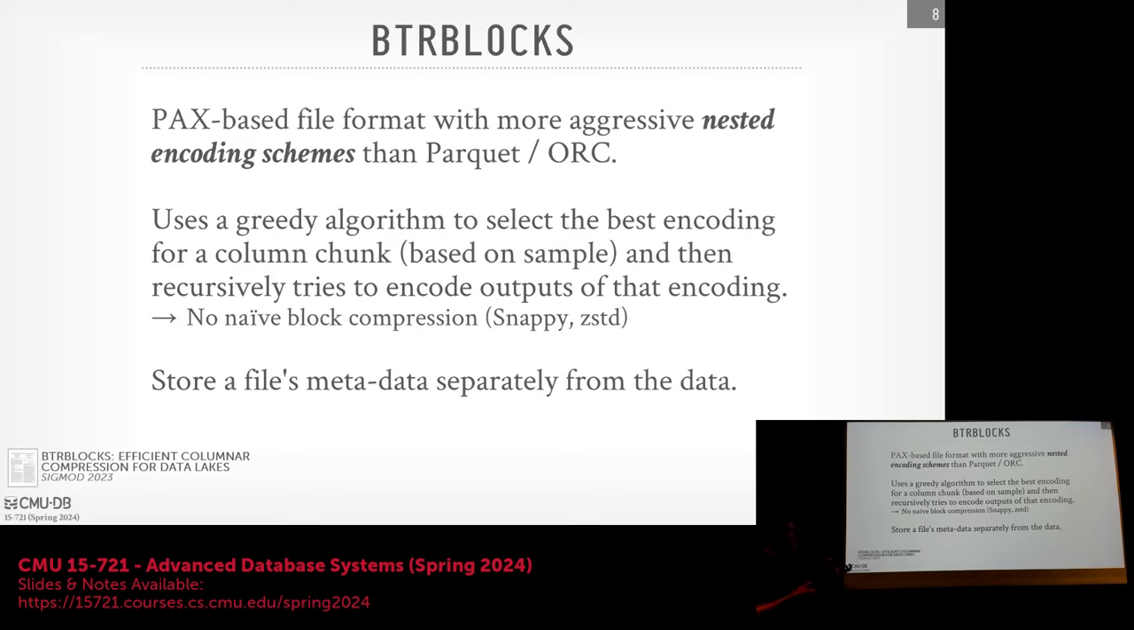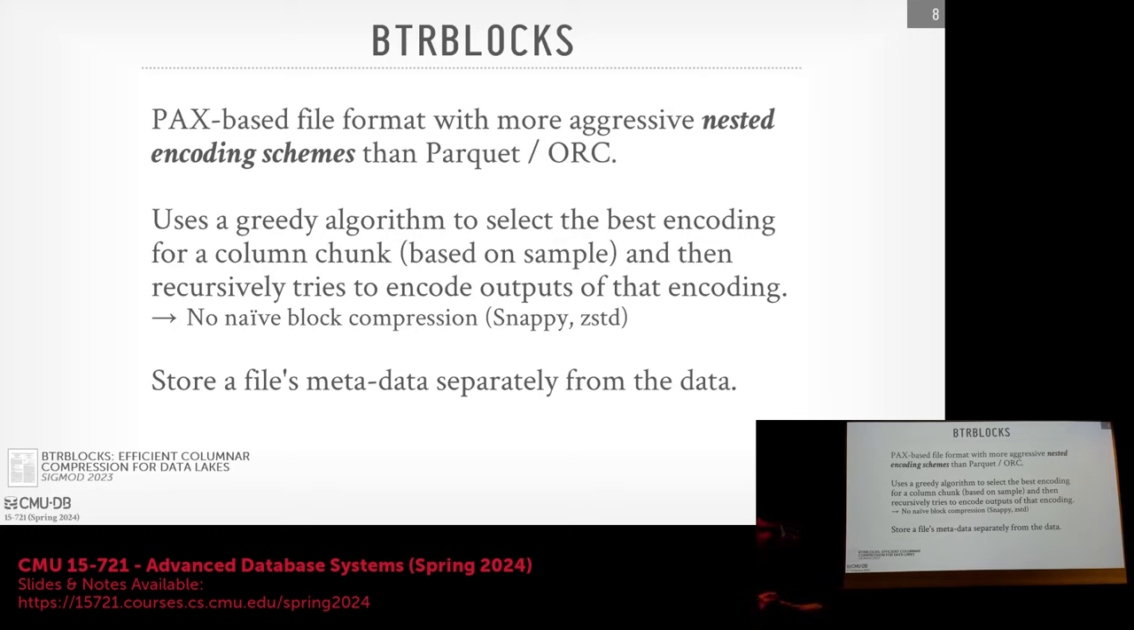And so the idea with BetterBlocks is that it's going to do more aggressive nested encoding schemes than Parquet and ORC. Parquet only did dictionary encoding for strings, and it didn't try to do any additional optimizations for the codes that came out of them. ORC tried to be more sophisticated and, at least for integer columns, try to figure out whether I should compress it this way versus that way, but it was basically static heuristics.